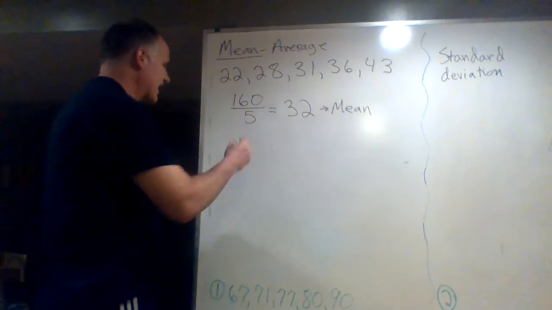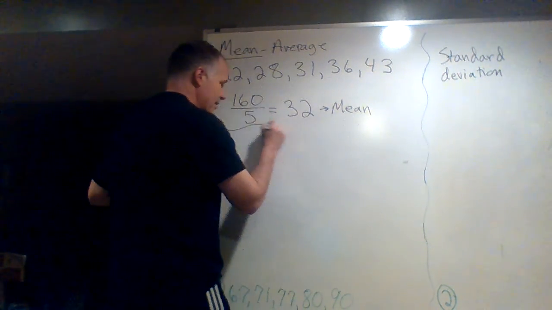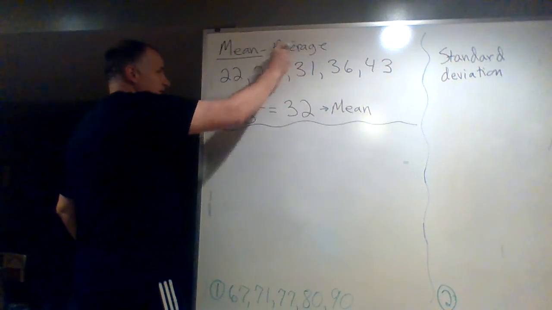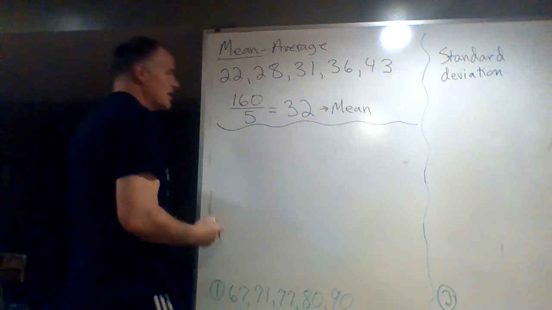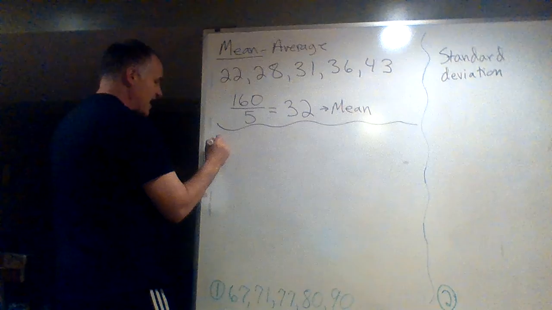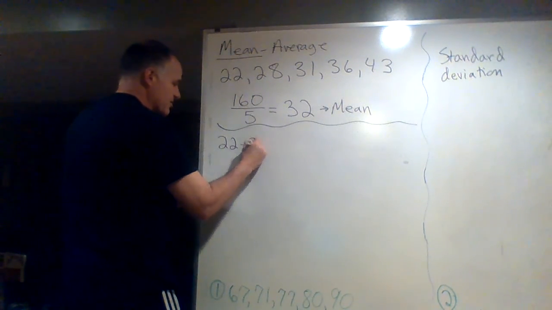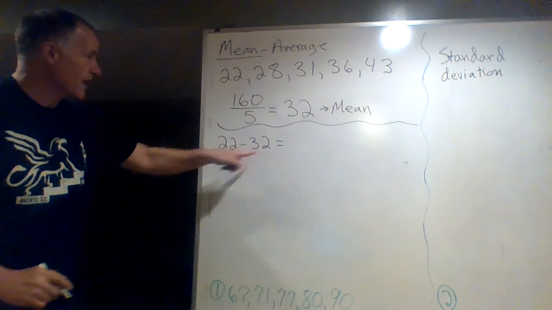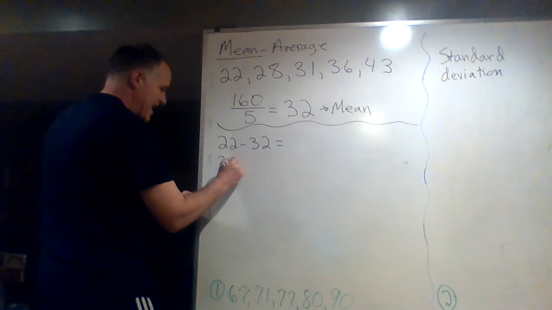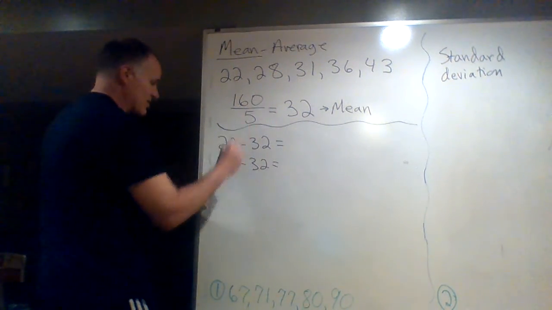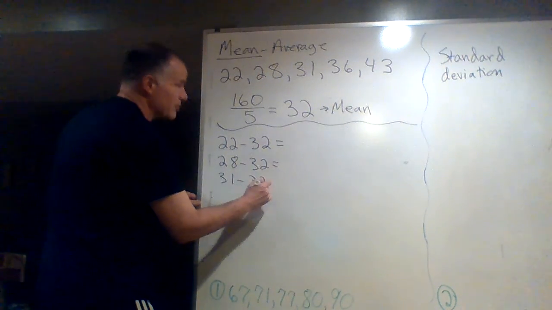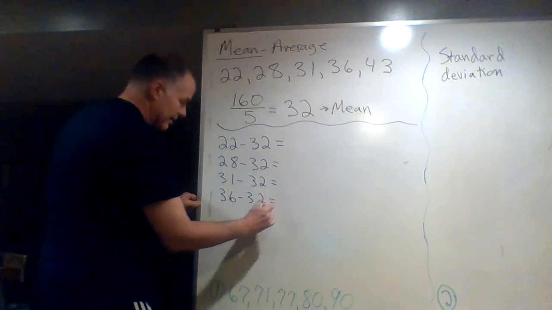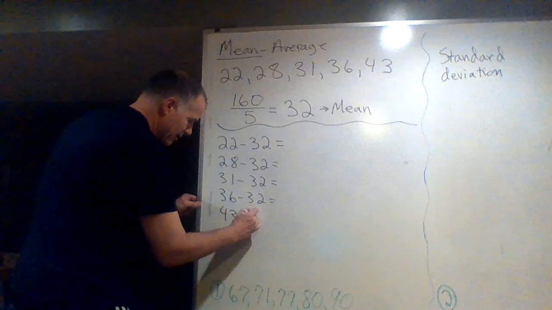Now, what we do, and again, here's yesterday's math. We found the mean. We added up all the numbers. Remember, the mean is like the average, divided by 5. We got 32. Now, for standard deviation, we take each data point and subtract the mean. So for the first one, 22 minus 32. The next one, 28 minus 32. The next one, 31 minus 32. The next one, 36 minus 32. And the last one, 43 minus 32.